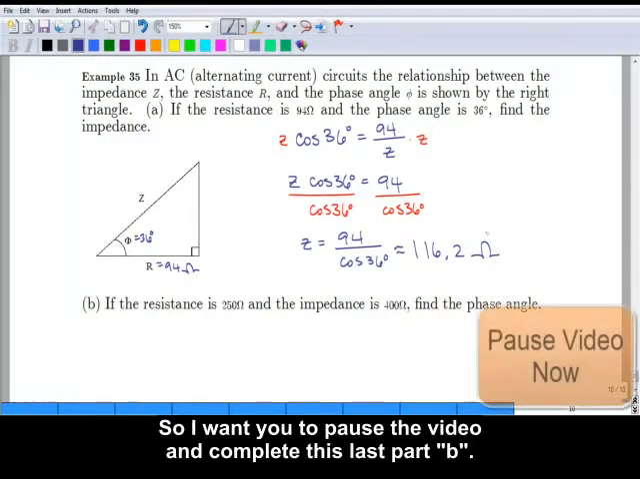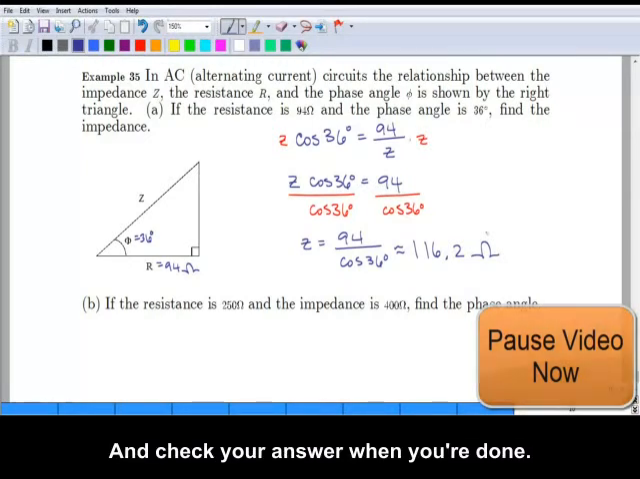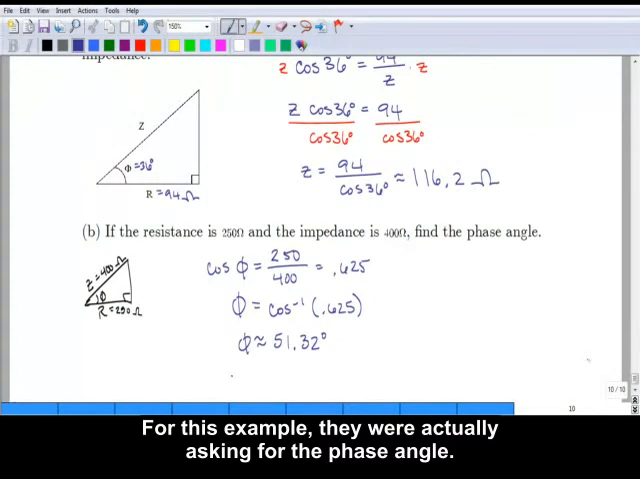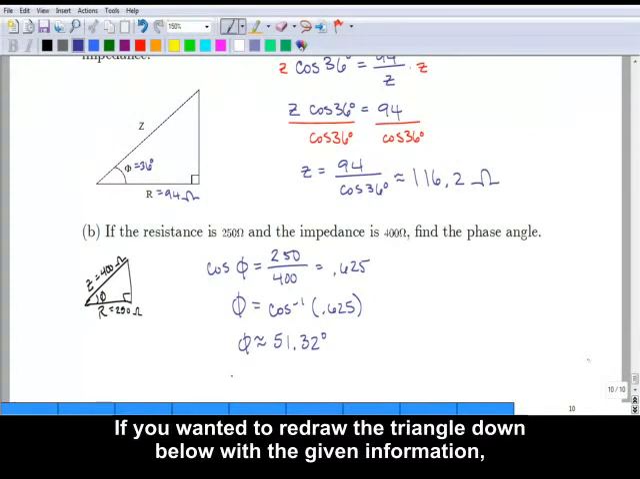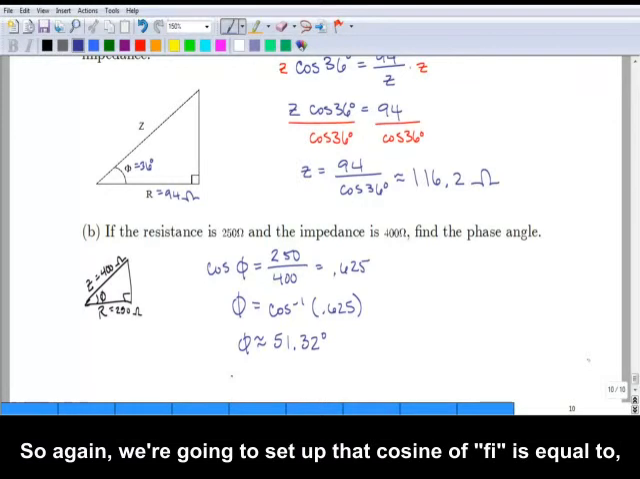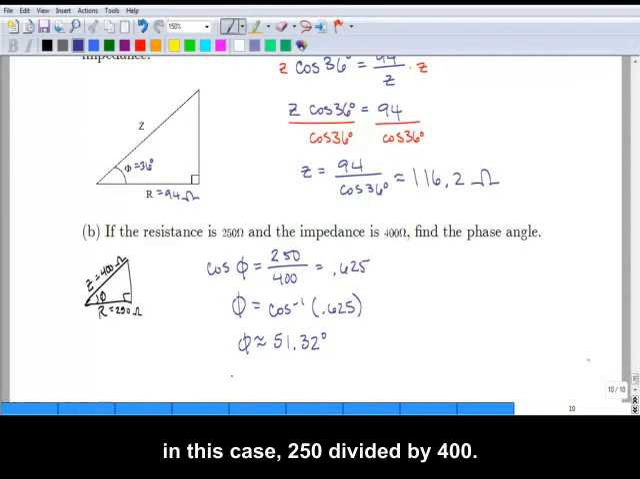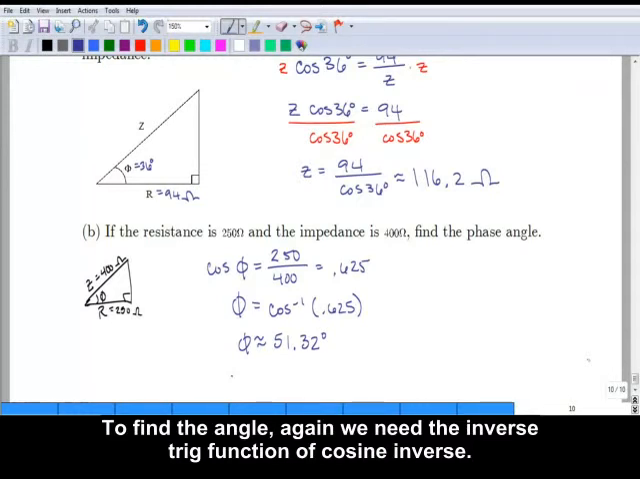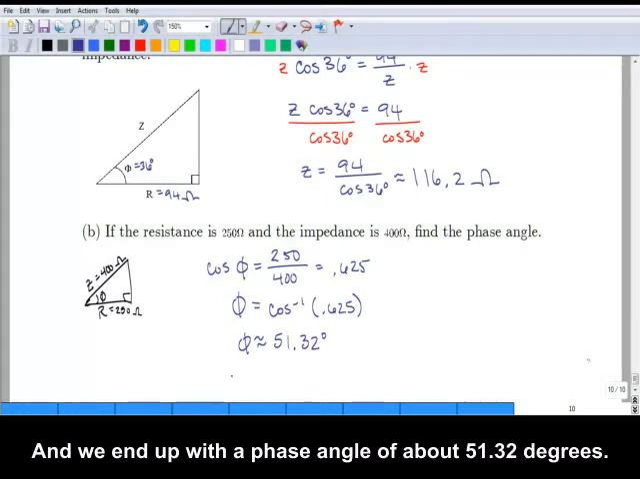So I want you to pause the video and complete this last part B and check your answer when you're done. For this example, they were actually asking for the phase angle. If you wanted to redraw the triangle down below with the given information, the resistance was 250, the impedance was 400 ohms. So again, we're going to set up that cosine of phi is equal to, in this case, 250 divided by 400. To find the angle, again, we need the inverse trig function of cosine inverse, and we end up with a phase angle of about 51.32 degrees.